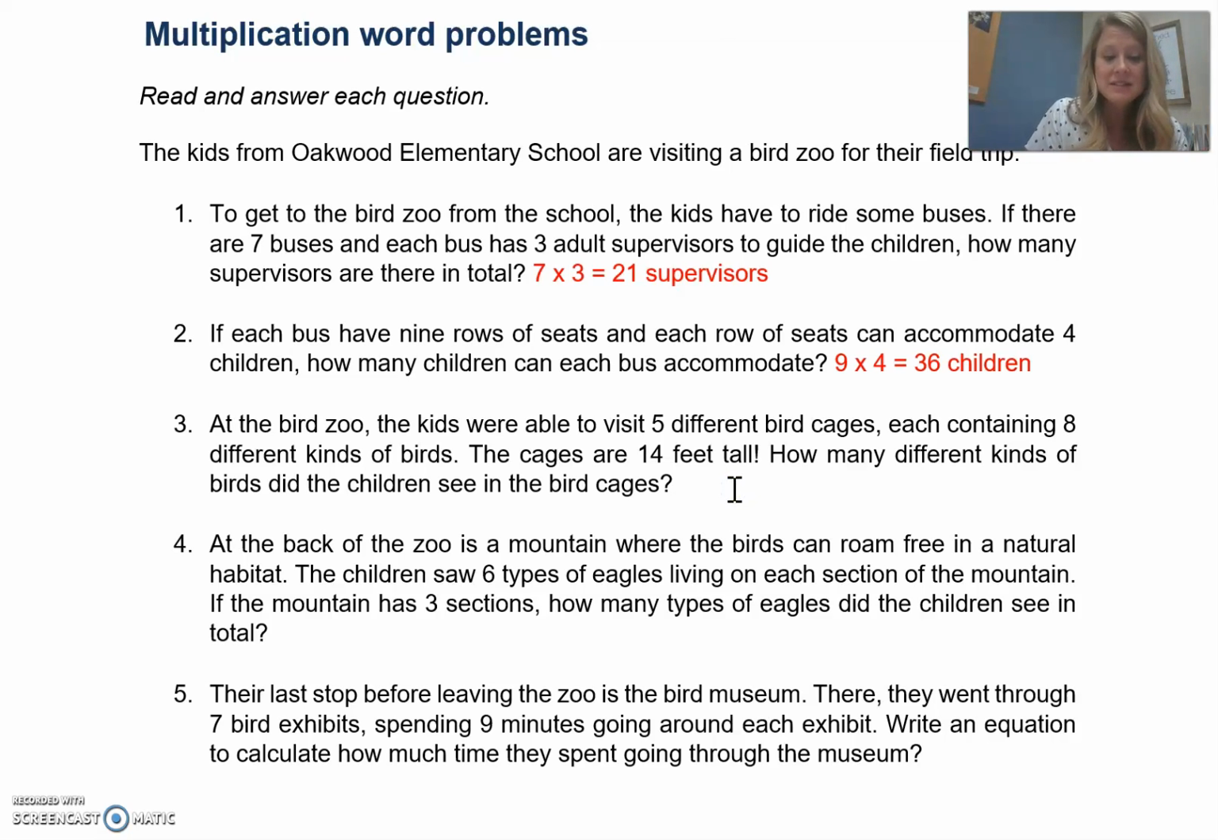So that would give us 5 times 8. And using your multiplication properties, what would you get? Yes, you would get 40 birds.